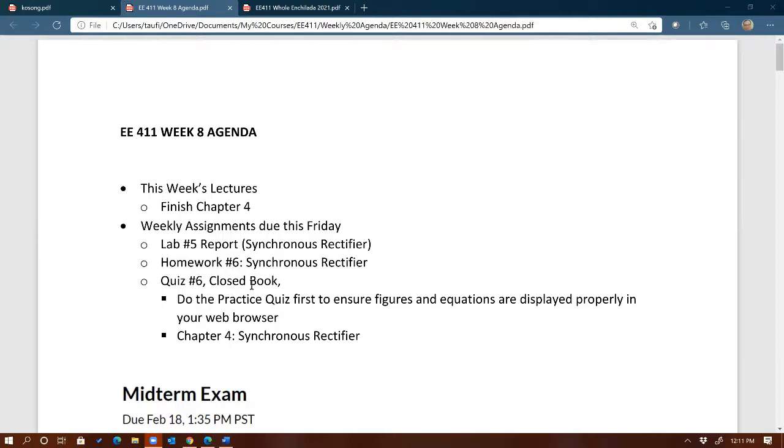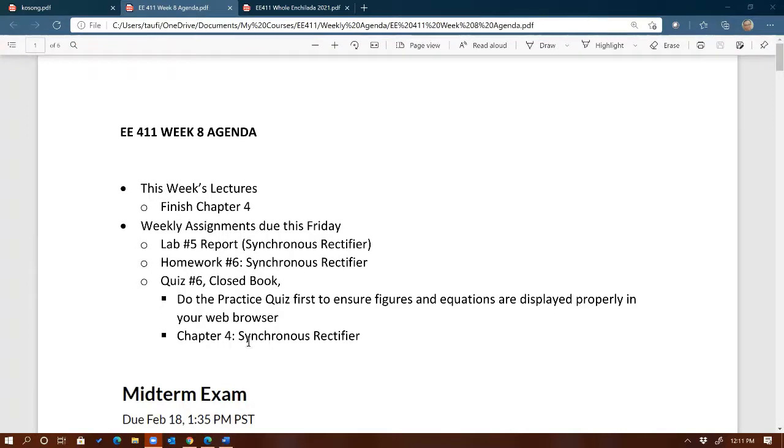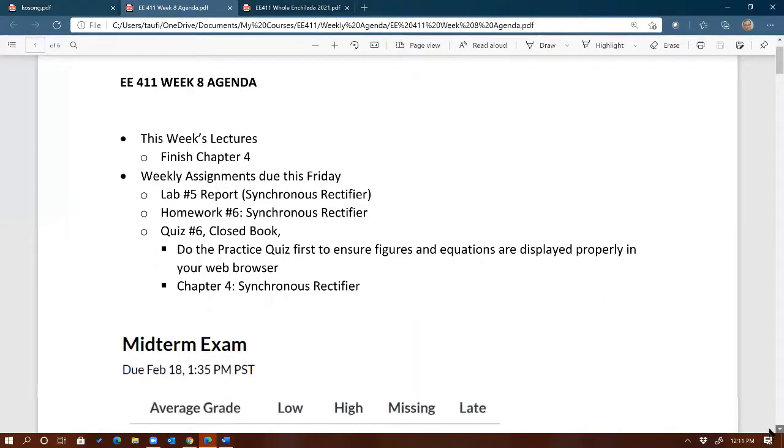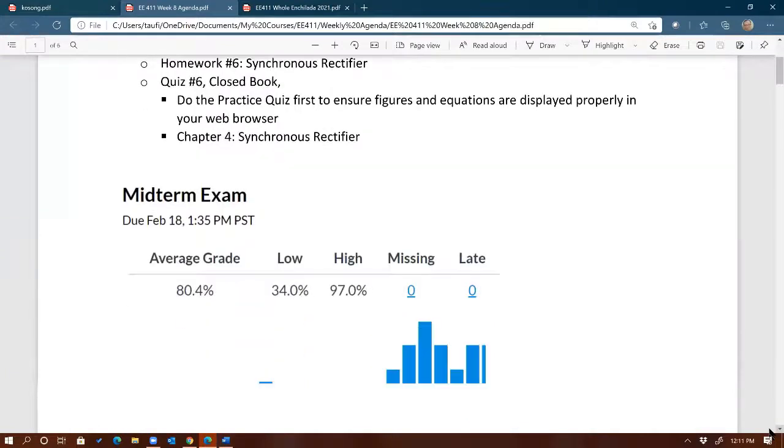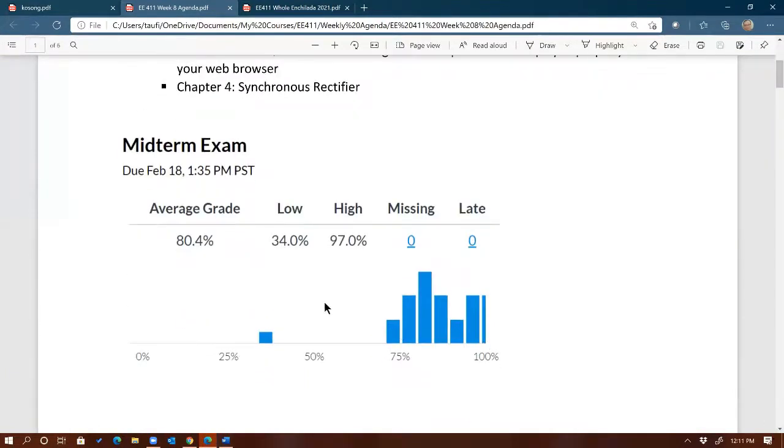All right. The quiz is going to cover chapter 4, which is synchronous rectifier, the topic that we're going to cover today. All right. And the midterm, I graded those last weekend. Overall, the class did very well. Look at the average right there, it's 80%. It's pretty good, right? And unfortunately, I still have one student having a low score.